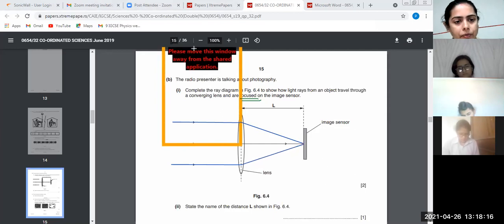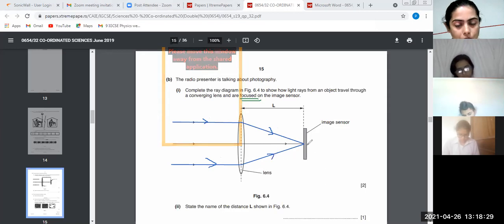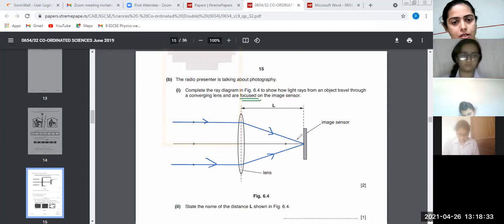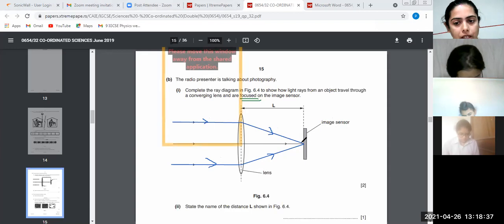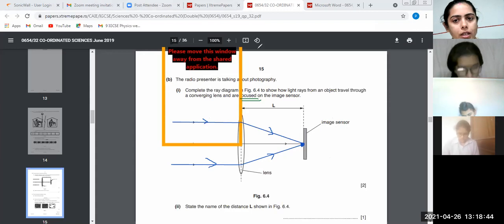Ye toh pata hai na? Where the two lines intersect, the image is going to be formed there. Now we want the focused one. Focused means they both are going to intersect at the same point. Aur jahan pe, jaise image sensor ke upar, the image is going to be formed accordingly. So it is focused, it is pointed over here at this particular point. I hope it is clear.